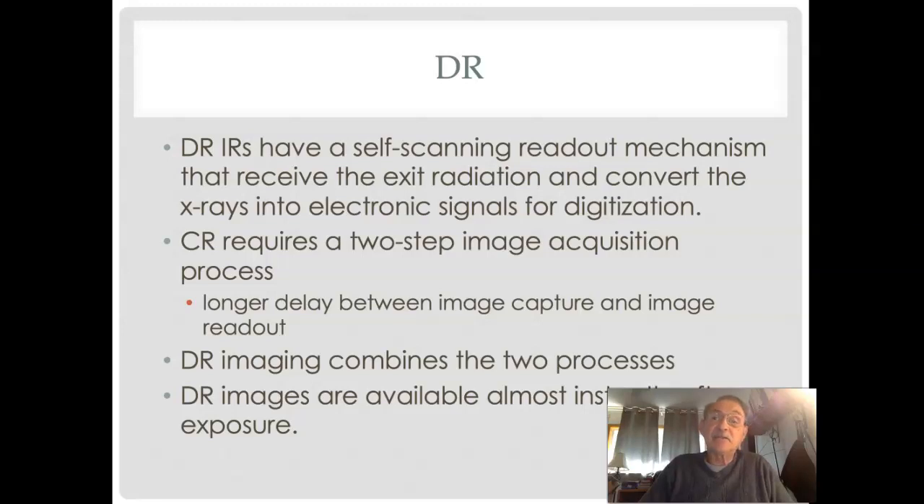CR requires this two-step image acquisition process, and there's a delay between the image capture and the image readout. And that delay, as we said, is on the order of 1 minute processing time per image receptor. With DR, the imaging combines the two processes of obtaining the image and then displaying the image, processing it, and displaying the resultant image almost instantly after exposure.